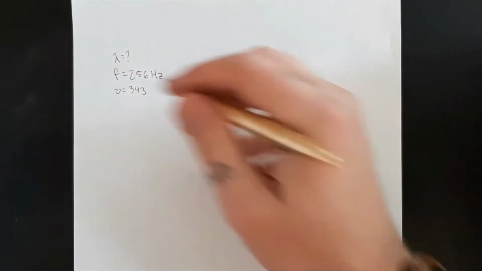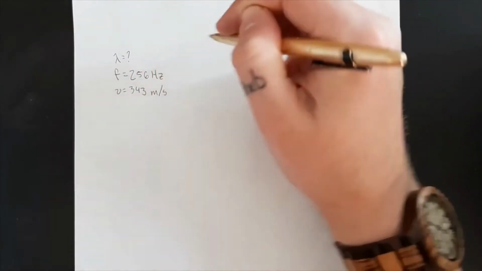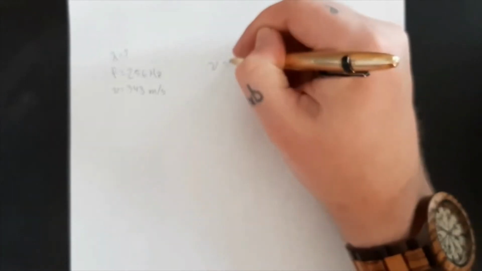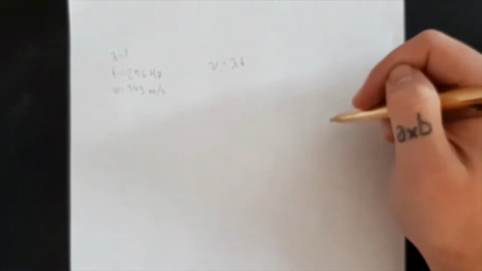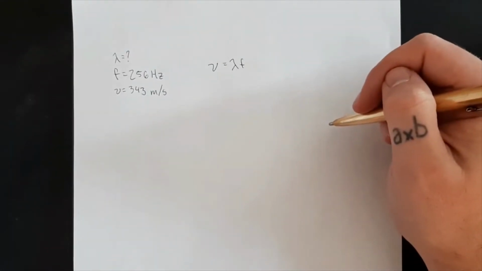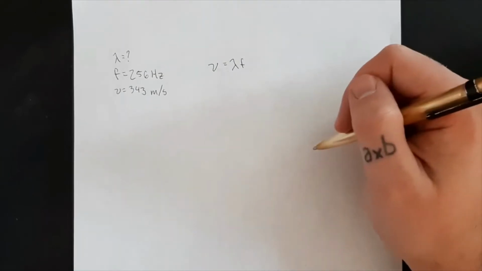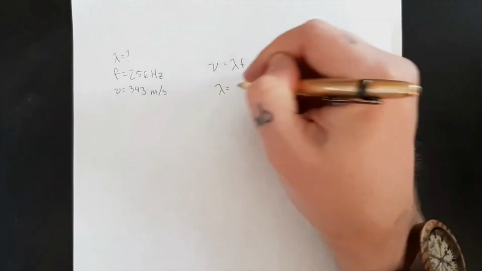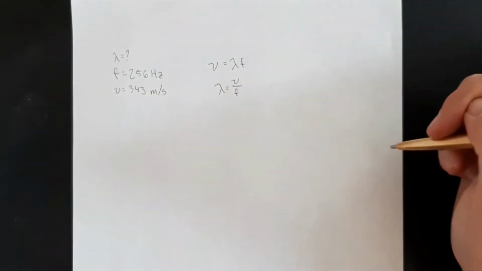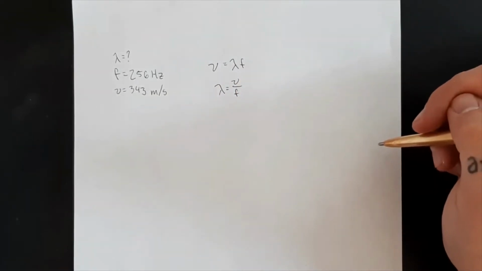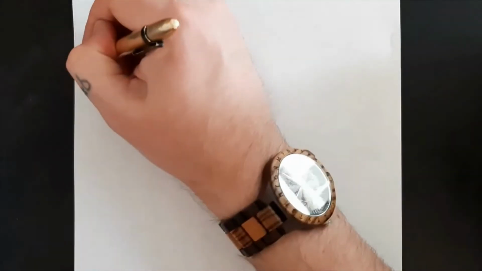So if we're looking for that wavelength, we've got the speed equals wavelength times frequency formula, our wave speed formula. If we're looking for lambda, we just move that around: lambda equals V over F. I'm not going to plug it in for you. You can do that yourself. So that's number 1.